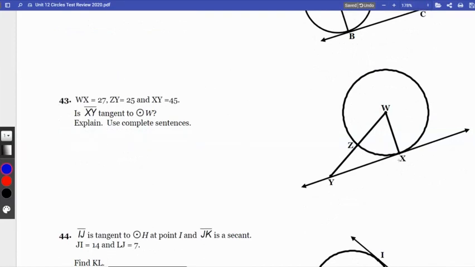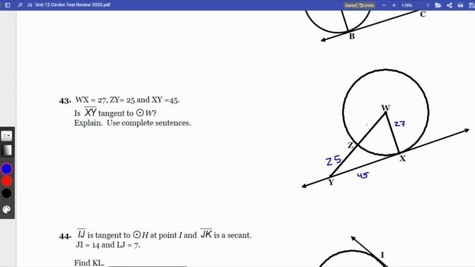let's take a look at one of these where we've got a tangent to the circle. We haven't done any of those problems. WX is 27. ZY, this one out here, is 25. And XY is 45. Oh, so this one is asking, is it tangent? It looks like it is, but we'll find out if it's tangent by verifying that it is perpendicular to this radius that it would be tangent at.